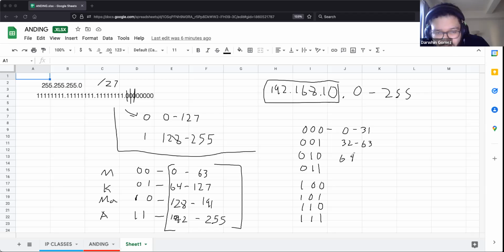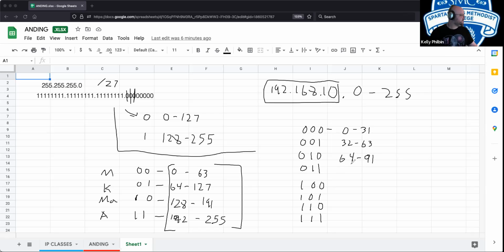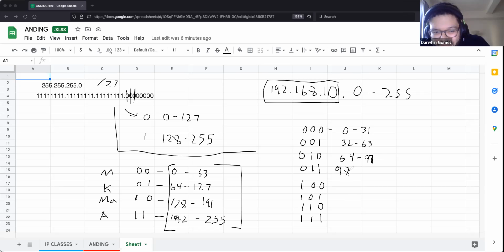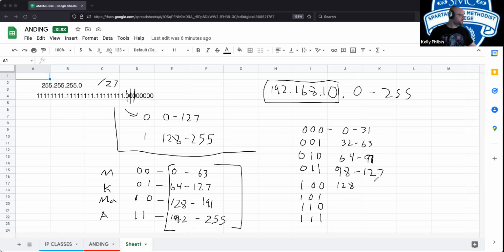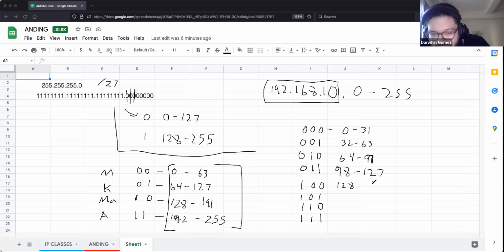Then 64 through 97. Yeah, 98. Wait, really? Was it 97? Come on, 97? Hey, man. Then it would be 98 through 127. Then 128. Now I need help for the math. 128 plus 31 would be 159.